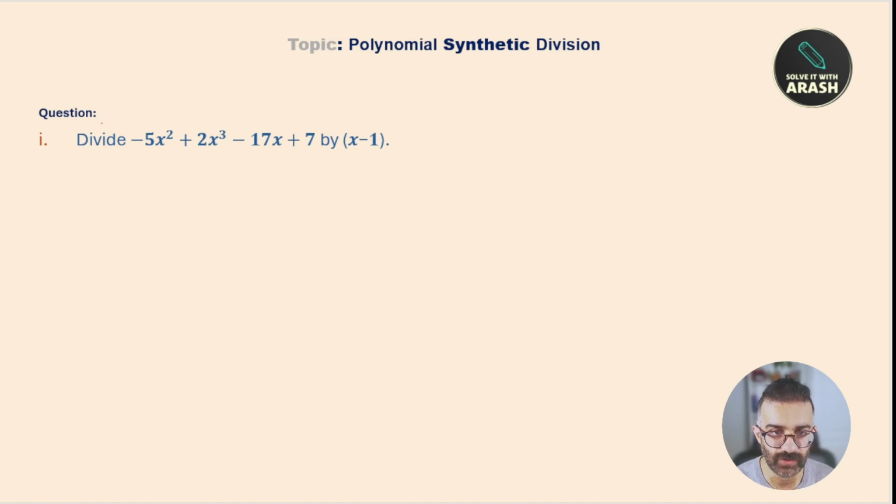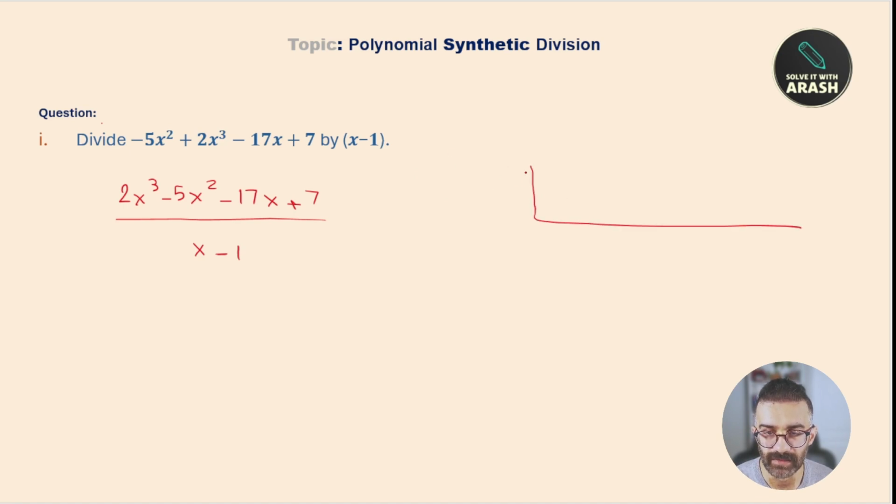First off, we need to make sure everything is written in descending order of degrees. For synthetic division, we use an L-shaped frame. On the left side of the frame, we will be writing the zero of the divisor. So if x minus 1 is 0, then x equals 1. We write 1 on the left side of the frame. And on the other side of the frame, we place the coefficients of the dividend. We start with the leading coefficient, which is 2, then negative 5, negative 17, and lastly 7.